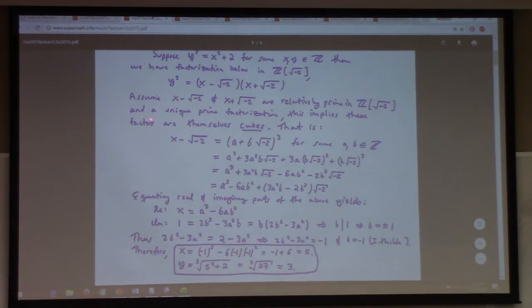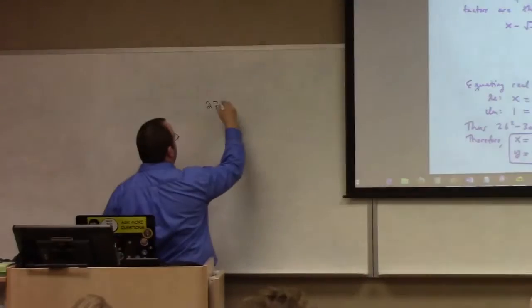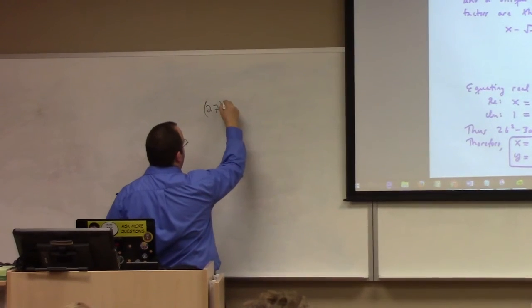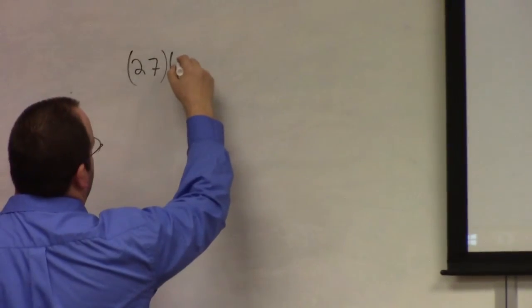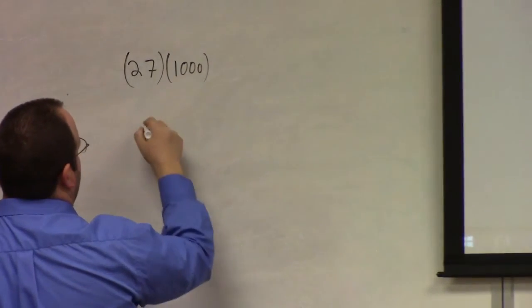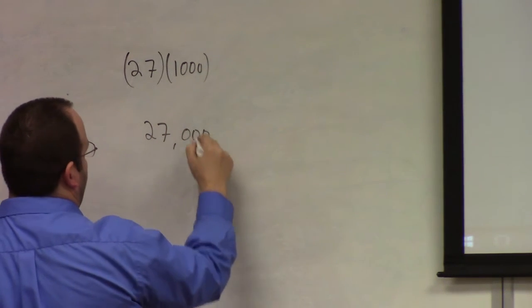and we're going to assume that Z adjoined the square root of minus 2 has unique prime factorization. If that's the case, this is a cube. Think about it. If you've got a number which is a cube, could you have something like, let's say, what's a good cube? How about 27, times what? How about 1,000? So there's 27,000.